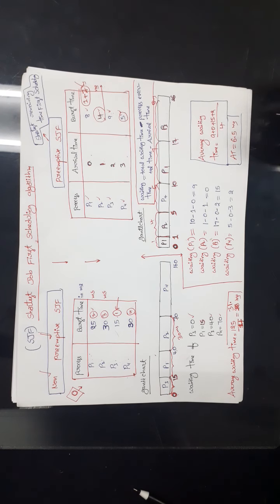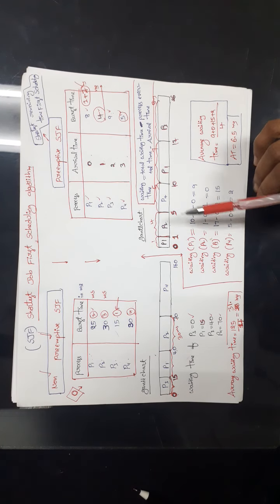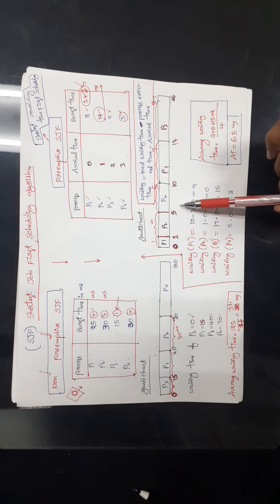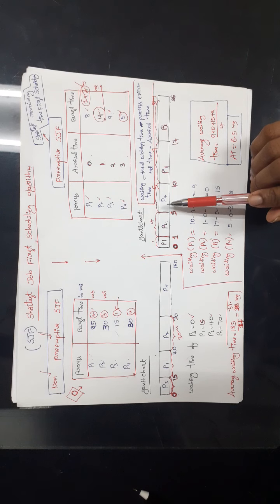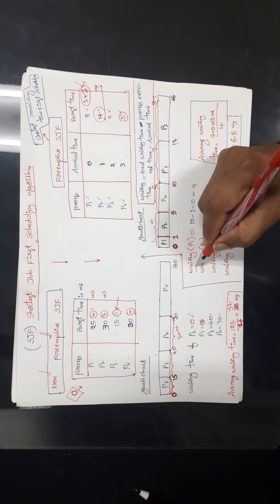Okay, so here if you observe the Gantt chart, you can see the starting time and finishing time of each and every process. Now we will try to calculate the waiting time of each process.